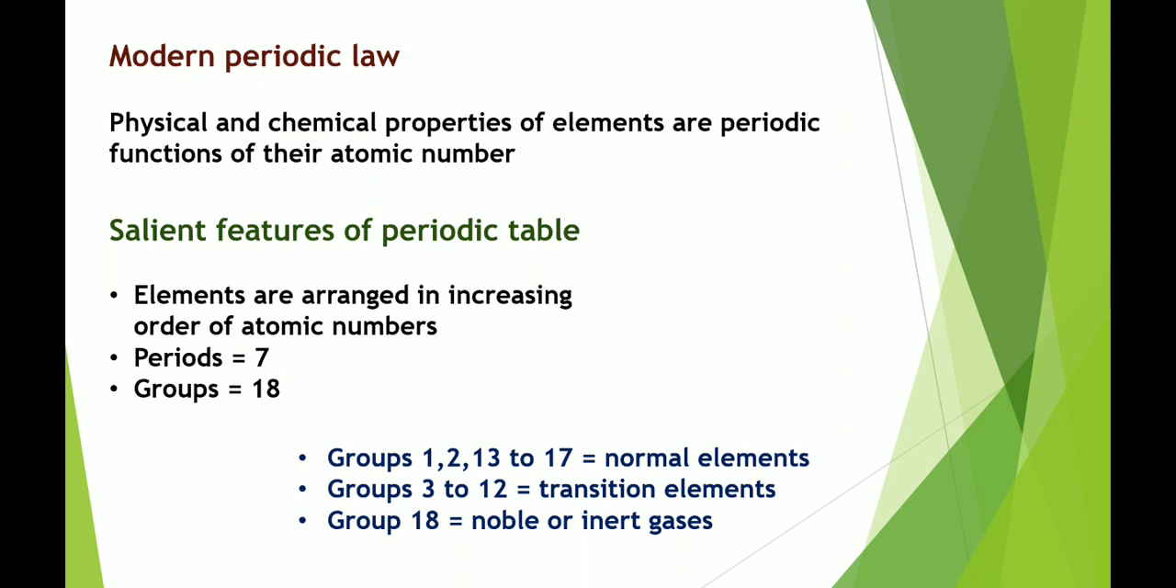Now, we will learn what the modern periodic law is. The modern periodic law means the physical and chemical properties of the elements are the periodic functions of their atomic number. This basically means, as I have already told you in the previous slide, that the physical and chemical properties of the elements depend upon the number of electrons present in the energy shells of that element. So, the modern periodic law states the same thing in different language. Periodic functions of their atomic number means these physical and chemical properties of elements depend upon the number of electrons present in the valence shells of an atom.